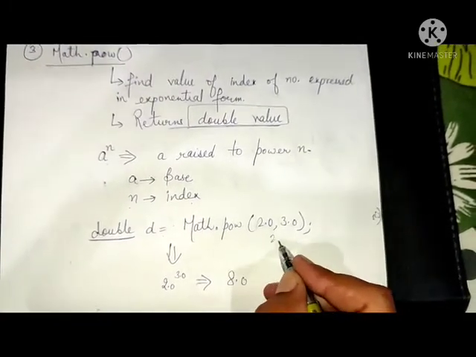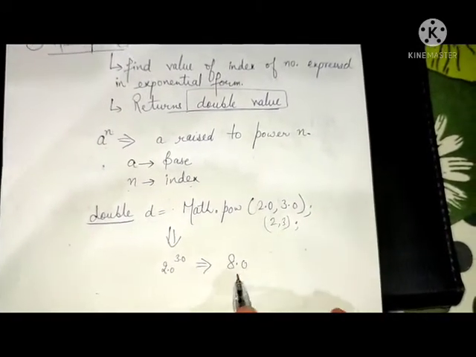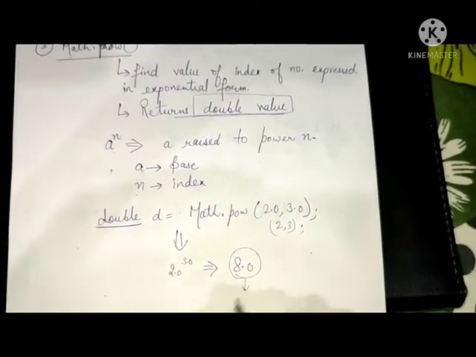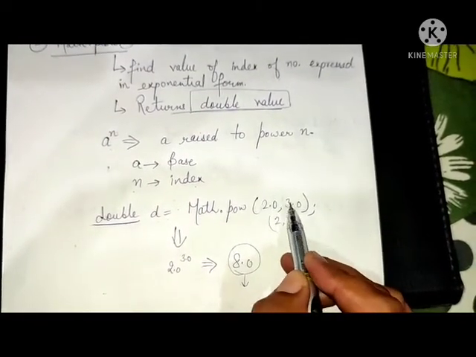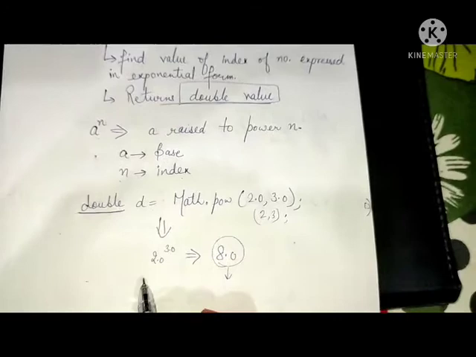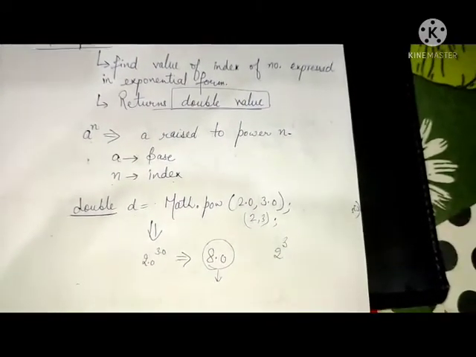D is the variable is equal to math.pow 2.0, 3.0. Students, if you write 2, 3, then what answer will it give? 8.0, because its return type is double. If you write 2.0, 3.0, then what result will it give? 8.0, after calculating 2 raised to power 3.